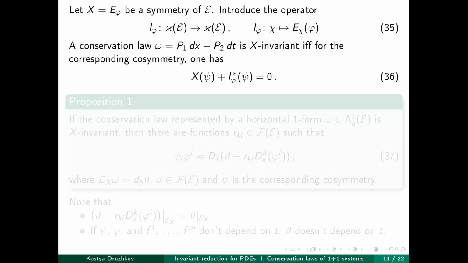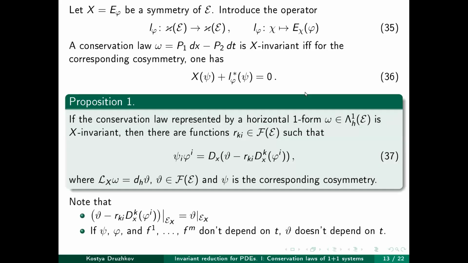And a conservation law represented by a horizontal form omega is X invariant if and only if for the corresponding cosymmetry one has formula 36. Here we have a formally adjoint operator. We have introduced this linearization operator L, but this formula involves its formally adjoint operator. This star notation means that we use the formally adjoint operator. So in terms of cosymmetries, it's easy to verify whether a conservation law is invariant or not. And we can use them in this way.